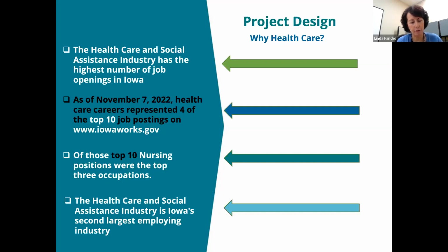The health care and social assistance industry is Iowa's second largest. They're our second largest industry in terms of the number of people employed.